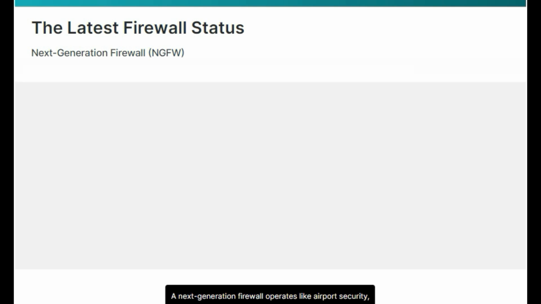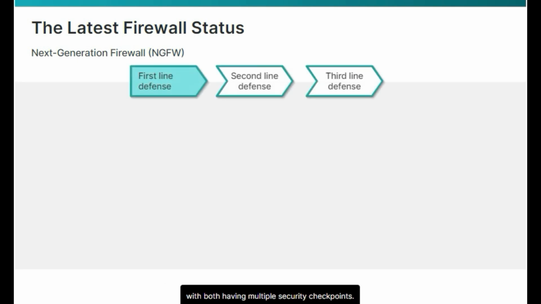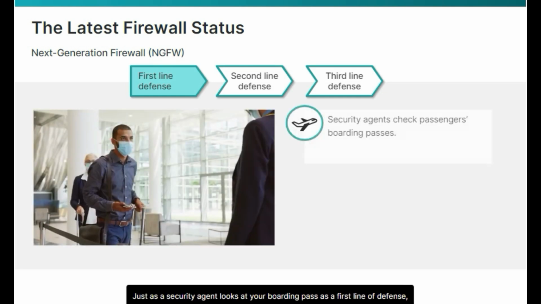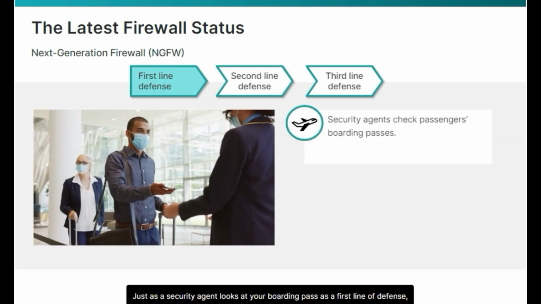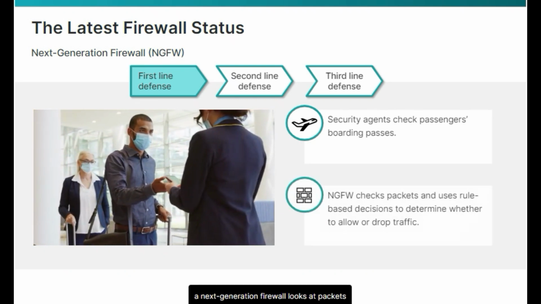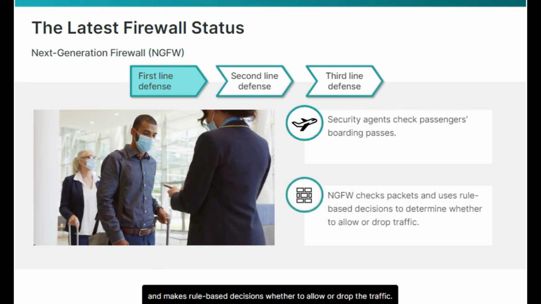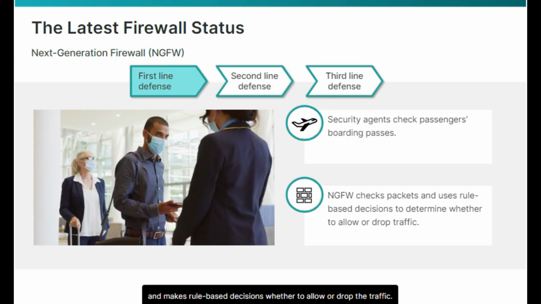A next-generation firewall operates like airport security, with both having multiple security checkpoints. Just as a security agent looks at your boarding pass as a first line of defense, a next-generation firewall looks at packets and makes rule-based decisions whether to allow or drop the traffic.